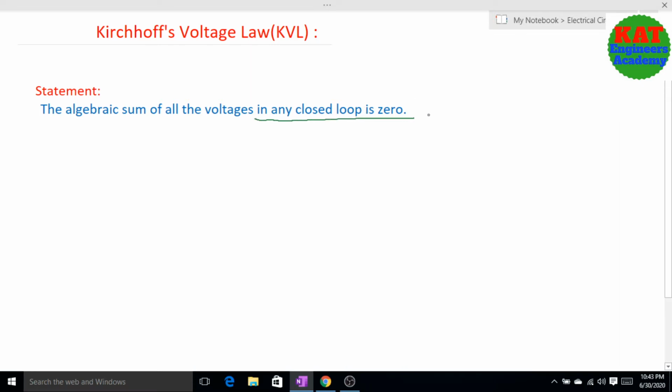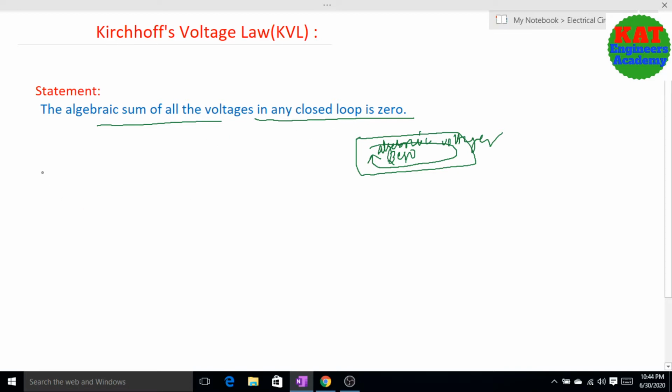Okay, it is clear. The meaning of this statement is that in any electrical circuit, if you consider any closed loop, the algebraic sum of voltages in that closed loop is zero. What is meant by a closed loop? Generally, whenever you consider electrical circuits, you will get some loops. Whenever you consider any loop, the algebraic sum of voltages is zero.